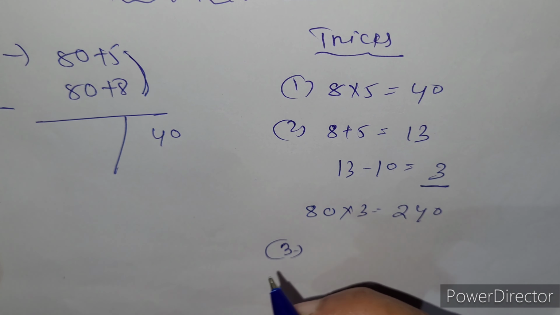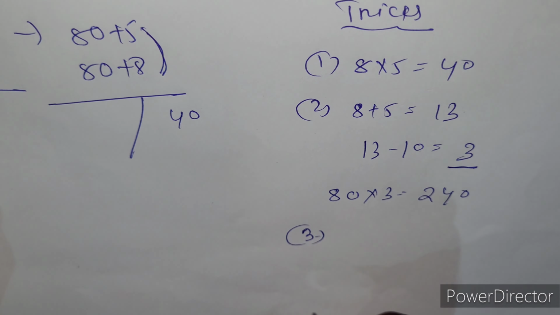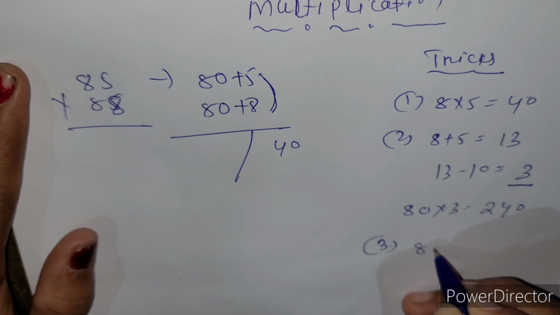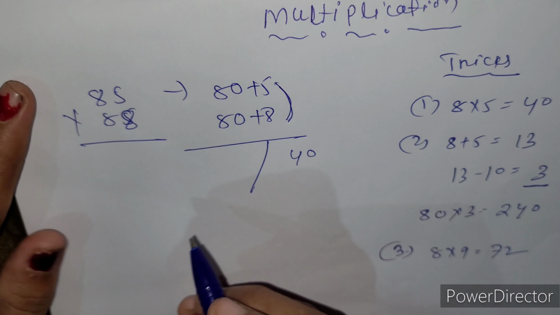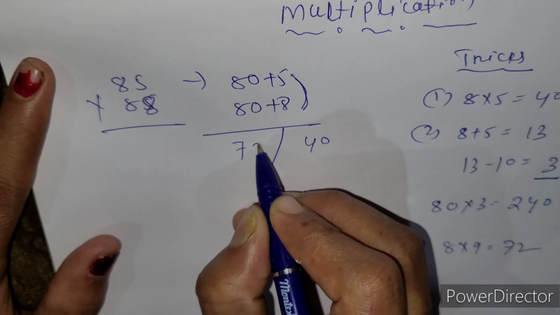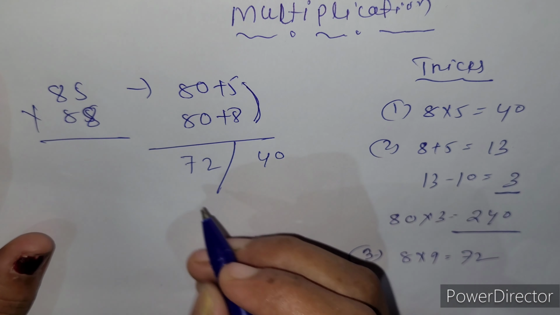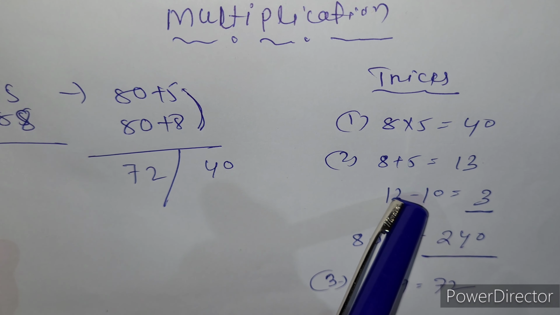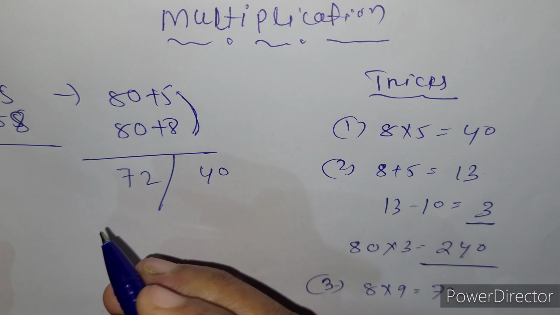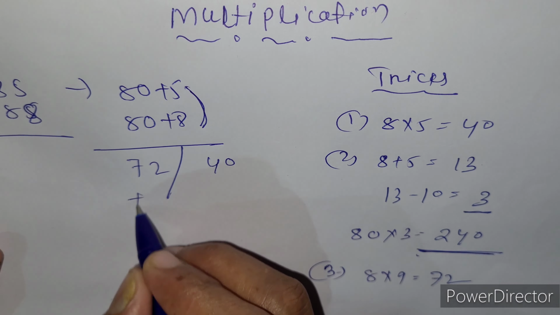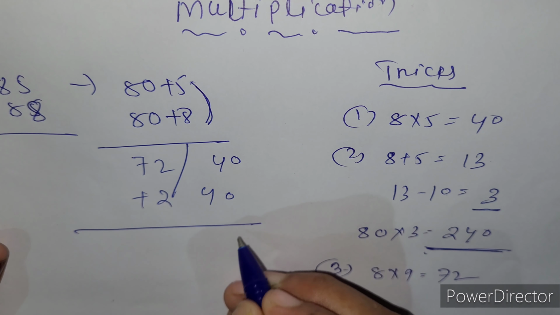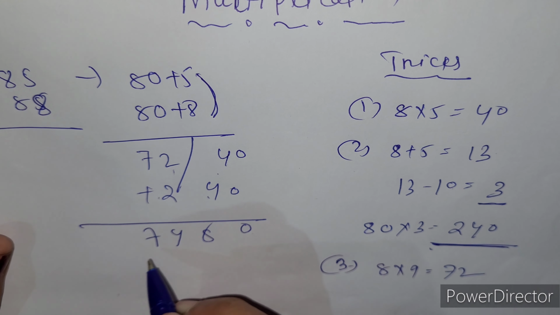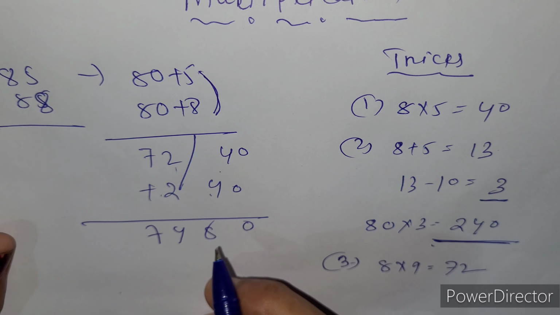Trick number 3: then multiply the 8 with the after number. The after number of 8 is 9. 8 into 9 is 72. Then write the answer: 72 with 240. Add them, 240 plus 7, 8, 4, 0. The result is 7480.